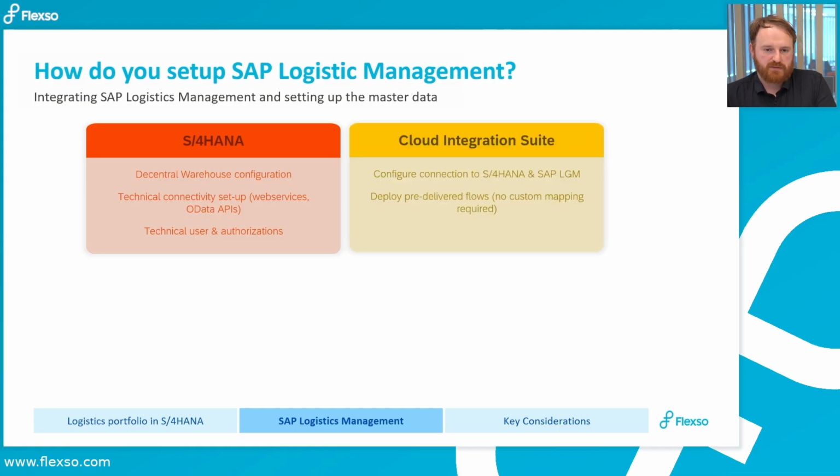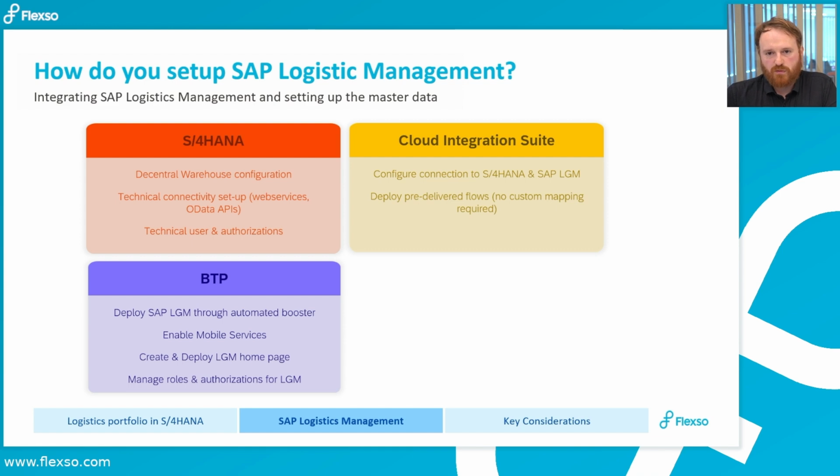In terms of cloud integration suite, and this is a particularly important note, perhaps, cloud integration suite is obligatory currently to be able to connect logistics management to your ERP instance. The good news is that all the iFlows, so all the integration artifacts, are pre-delivered by SAP, and simply need to be deployed, and they work out of the box. No custom mappings are required.